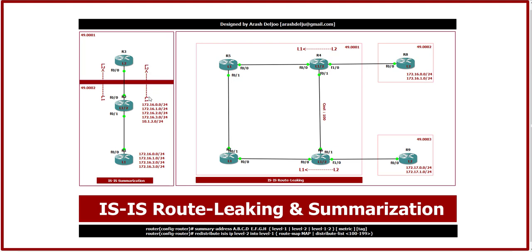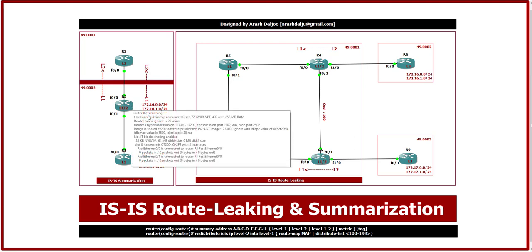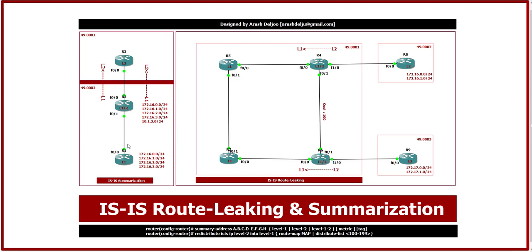You know that this is a one-way process. Why? Because R2 should set the attachment bit in the L1 area, and it should advertise or inject the routes in the L1 area to the L2 database. This means that from the L2 database, by default, R2 should not inject any routes inside the L1 database. This is a one-way process, and this is the default behavior of ISIS.